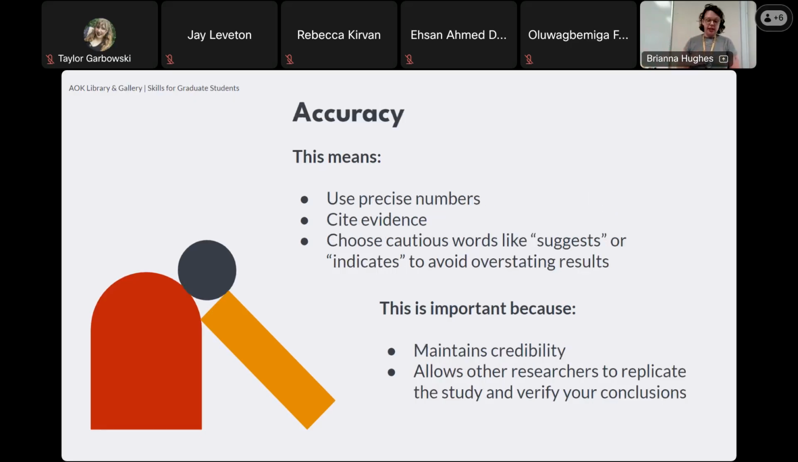The third is accuracy. So using precise numbers and units, making sure that you're citing all of your evidence, using things like "suggests" or "indicates" or "is consistent with" when it's appropriate to do those things, so as to avoid overstating your results. Accuracy maintains credibility and supports replication. So it allows folks who are interested in replicating your research room to have, perhaps, not the exact same results as you.